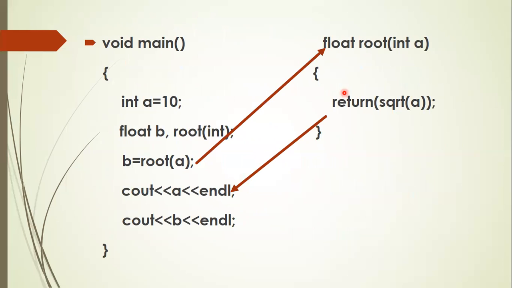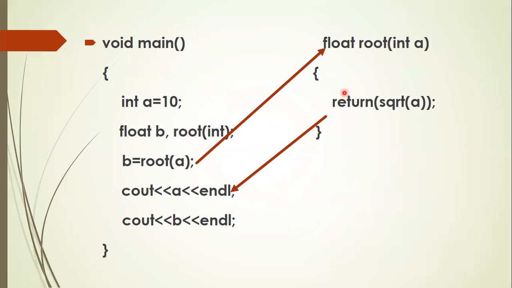See, this is how it happens when you call a function. Here the calling function is the main function. Inside the main function, I have declared a variable called a of integer type. Then I have declared another variable called b of float type. And the prototype of the called function is: the function name is root. It takes only one argument of integer type, and the return type is float. Next, you are calling the function: b equal to root of a.